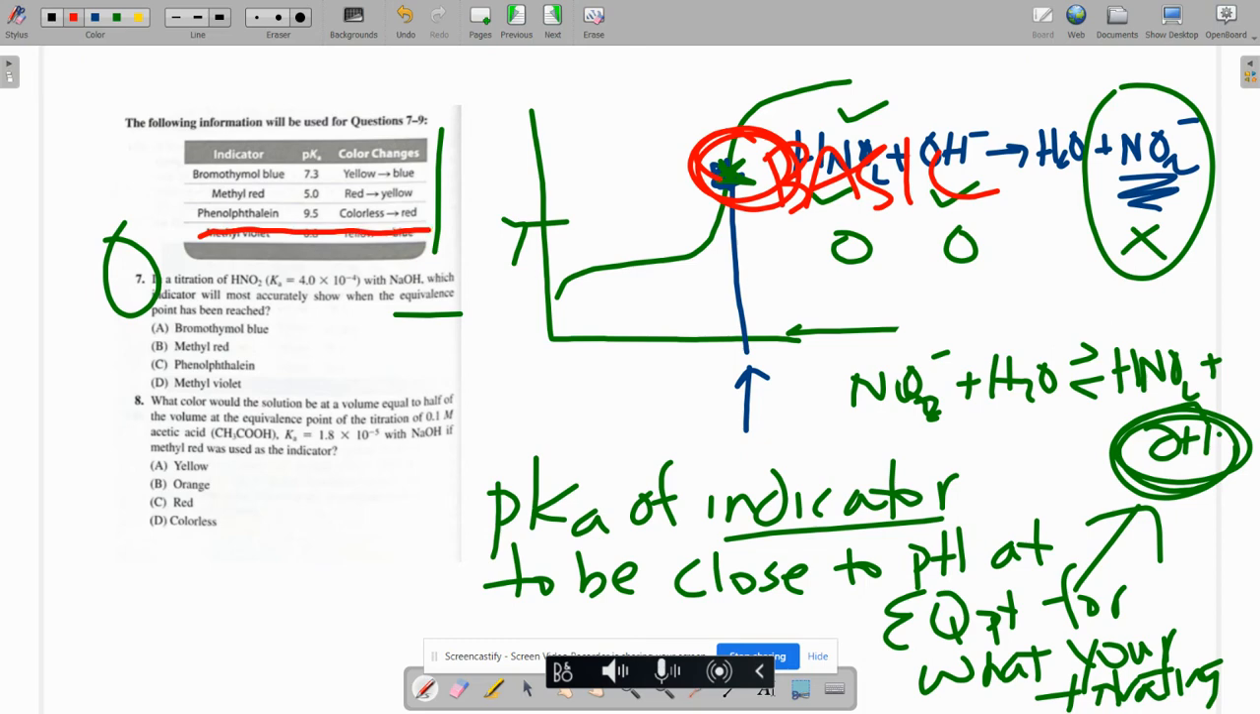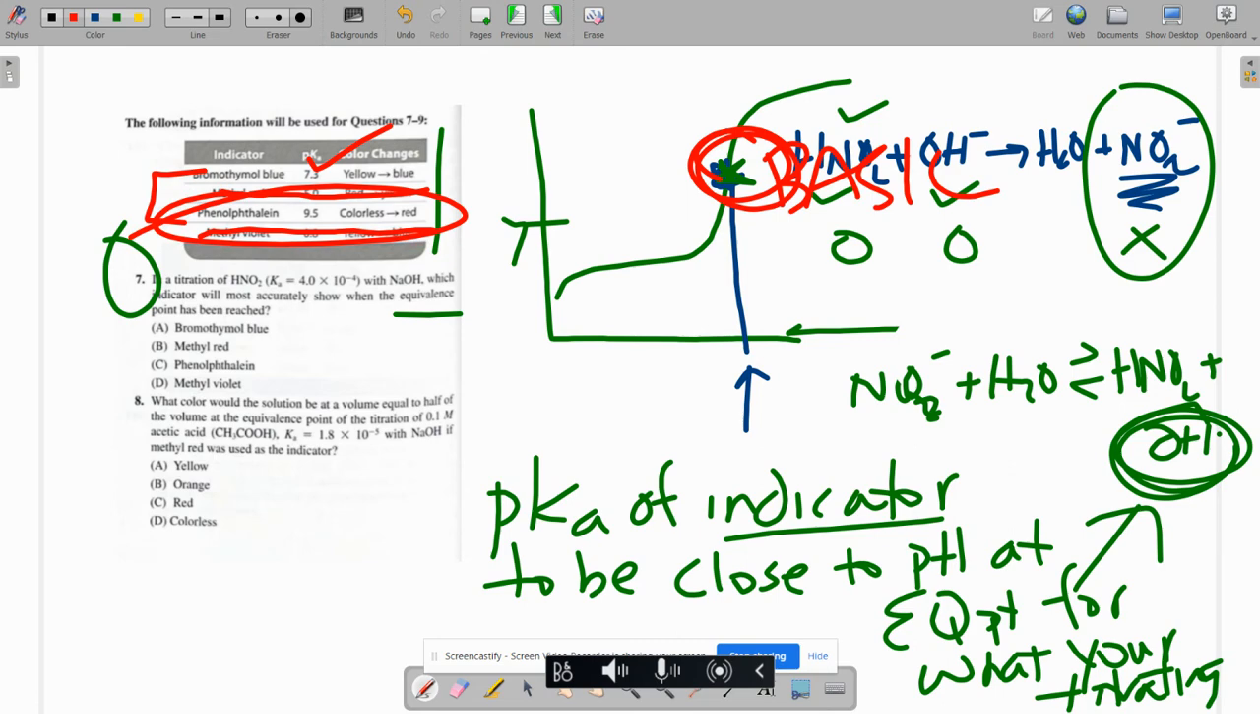So this one is definitely out. This one is definitely out. Those two options are both pretty good. I went with phenolphthalein because 7.3, I mean, that's pretty neutral. So 9.5 seemed like a better bet, but I could see both being sort of decent choices.